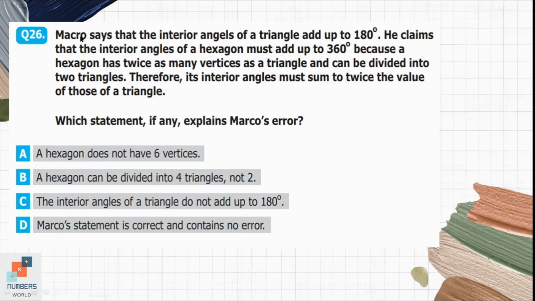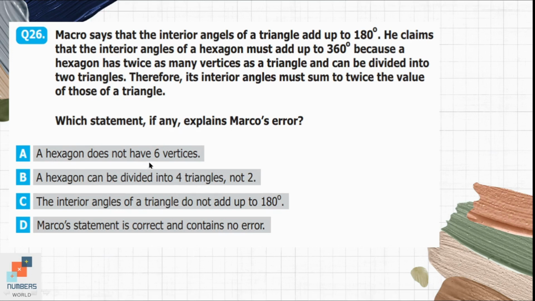Question number 26. Marcos says that the interior angles of a triangle add up to 180 degrees. He claims that the interior angles of a hexagon must add up to 360 degrees because a hexagon has twice as many vertices as a triangle and can be divided into 2 triangles. Therefore, its interior angles must sum to twice the value of those of a triangle. Which statement, if any, explains Marcos's error?